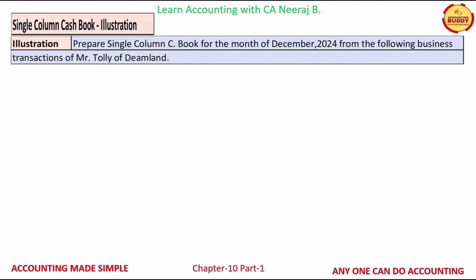Let us prepare a single column cash book for the month of December 24 from the following business transactions of Mr. Tooley of Dreamland. Dreamland is the name of his business. Let us understand each transaction.